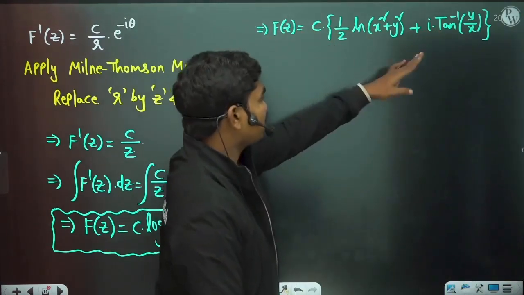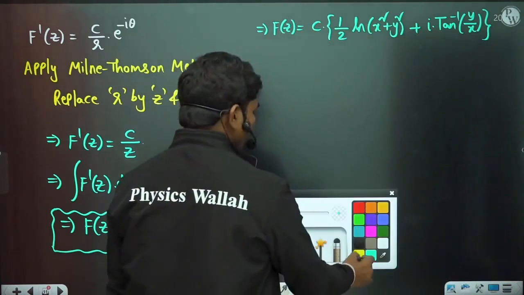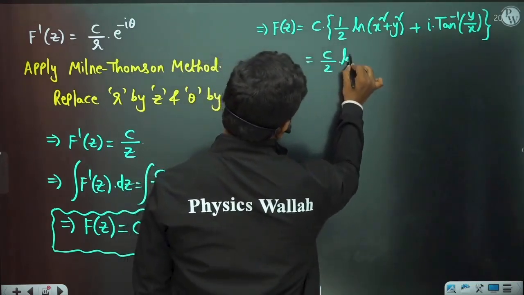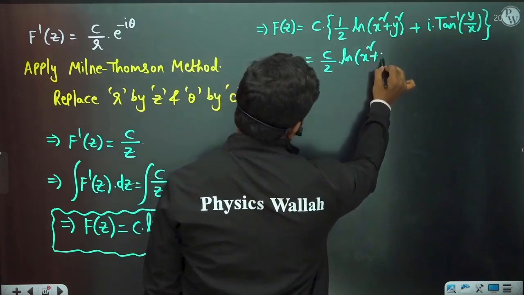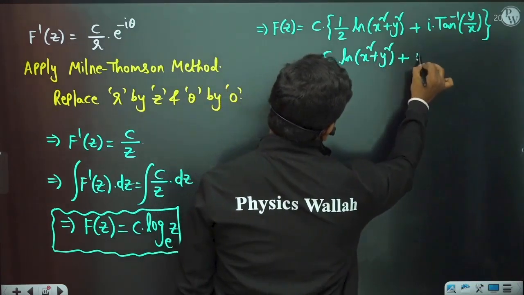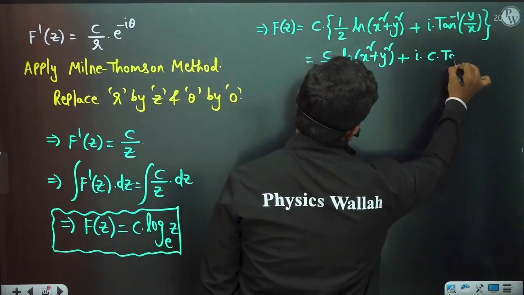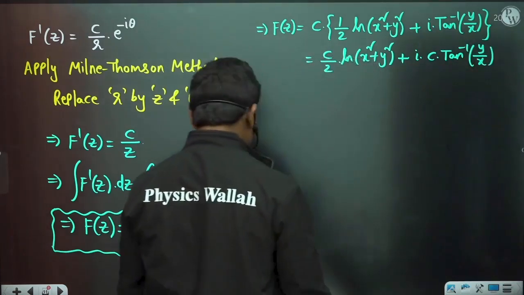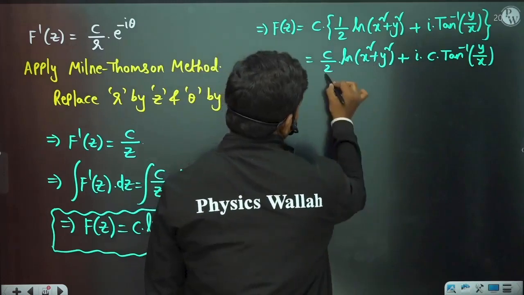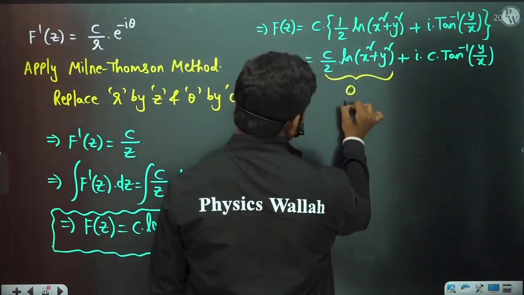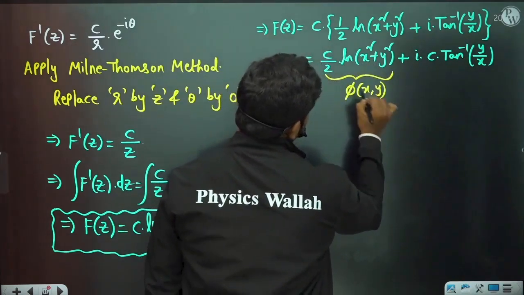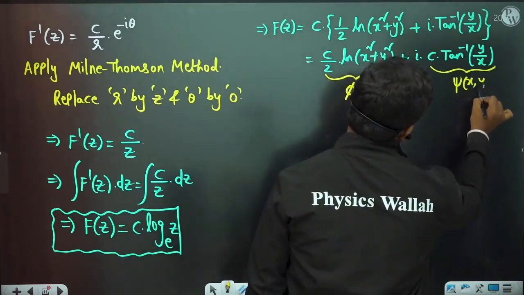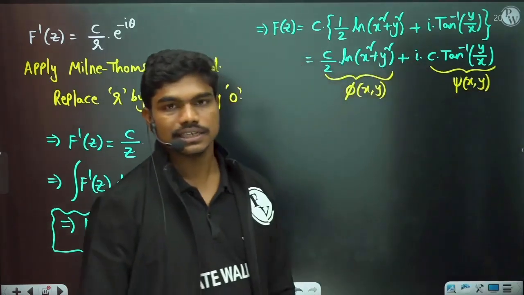Now if you split this into real and imaginary parts, then definitely this gives you c by 2 times ln of x square plus y square plus i times c into tan inverse y by x is what you have. So therefore this function which is here is your velocity potential function, and this function which is here is your stream function psi of x comma y. Actually here this is stream function.